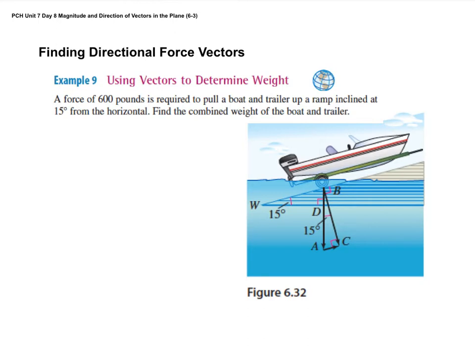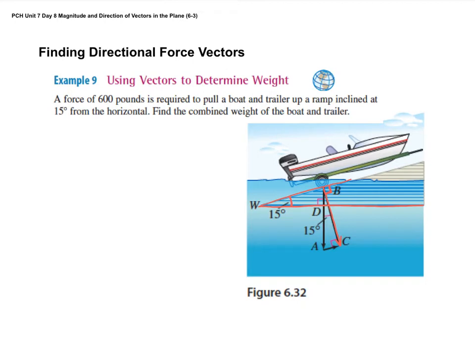Alright, so here we have this boat that's on this ramp, and you'll notice the ramp is at a 15-degree angle from the horizontal. So right here is 15 degrees. Now, there's a couple of different things when we're dealing with forces. This right here, BC, is the force that the boat and trailer are actually exerting on the surface of the ramp itself. And that's why you'll see here this is labeled perpendicular. That is not how much it weighs.